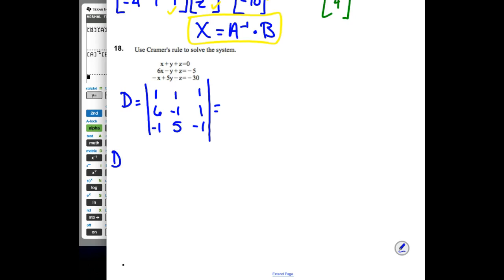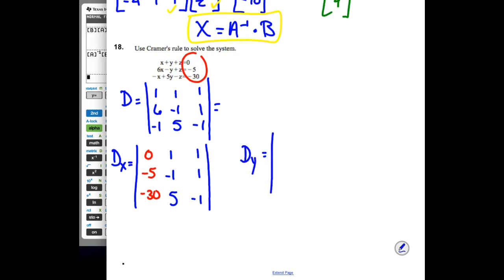Then I need to set up three matrices, one for X. When I set up the X matrix, I am basically going to replace the X coordinates, so this first column from my D matrix. I am not replacing the second and third columns, so I'm going to go ahead and put those down. But in place of my X coordinates, I'm going to use my constants. So in this case, I need 0, -5, and -30. Okay? Then I'm going to set up a matrix for Y.